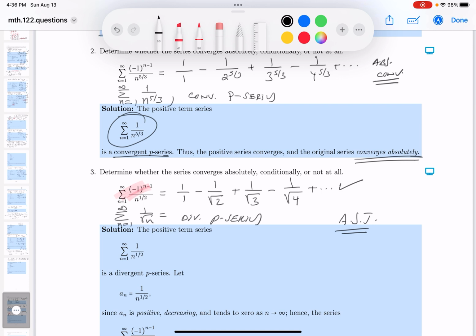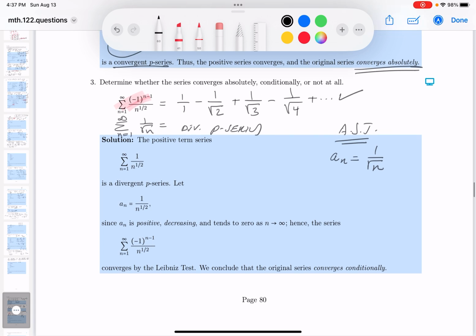A couple of things I want to show. Looking at this, I want to write down what a_n is. a_n is not the alternating part. It's going to be 1 over the root of n, all right? So what do I want to show? Well, one thing I want to show is the limit as n goes to infinity of a_n is 0. Well, that's pretty obvious. If I let n get very large, that's going to 0.